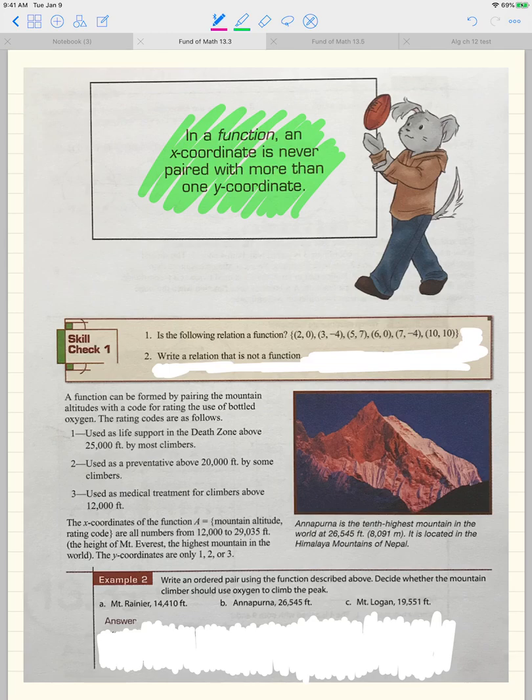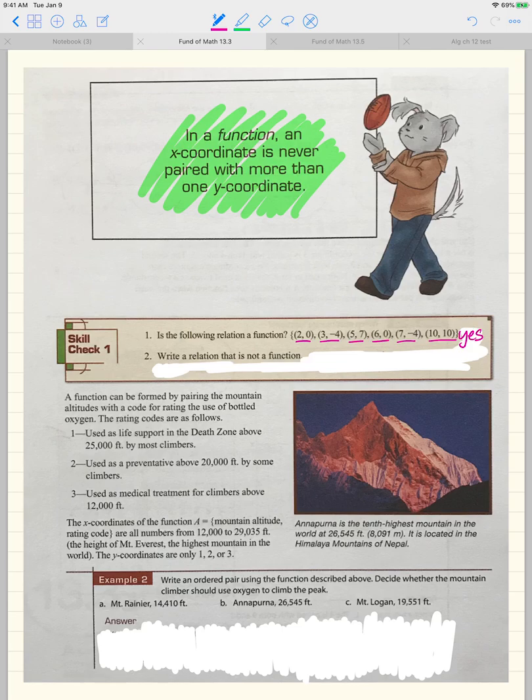Skill check number 1, is this relation a function? (2, 0), (3, -4), (5, 7), (6, 0), (7, -4), (10, 10). Do you see any x values more than once? I do not. So this absolutely is a function.